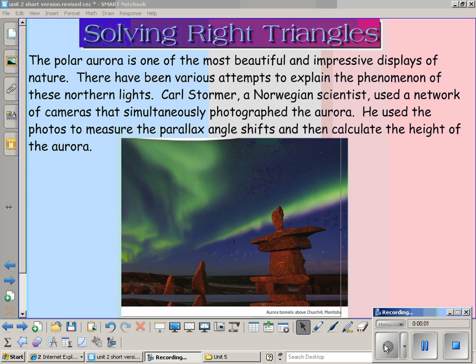In this lesson, we're going to look at solving right triangles. And we're going to take what we've learned so far about the sine, cos, and tan ratios and put it all together. So here is simply an example of where you might use trigonometry again.